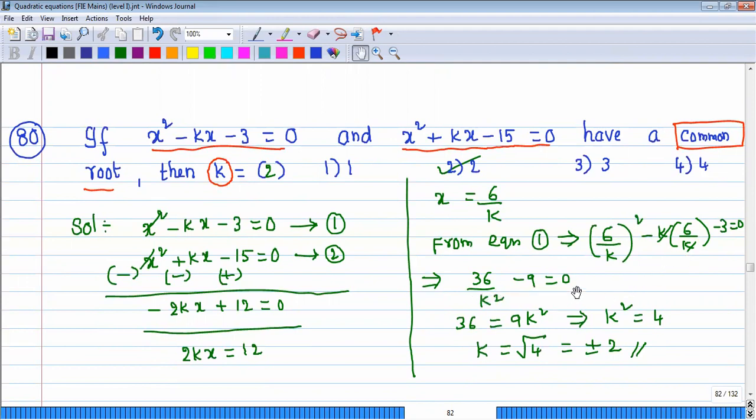Here multiply both sides with k square. 36 minus 9k square is equal to 0. So 9k square is equal to 36. K square is equal to 4. K is equal to root of 4, plus or minus 2.